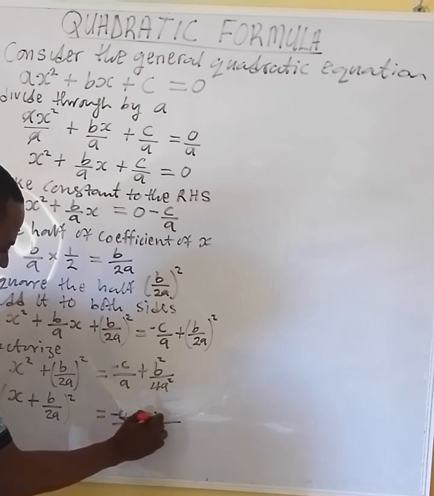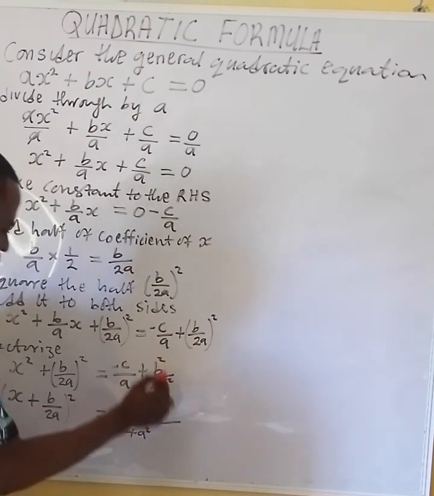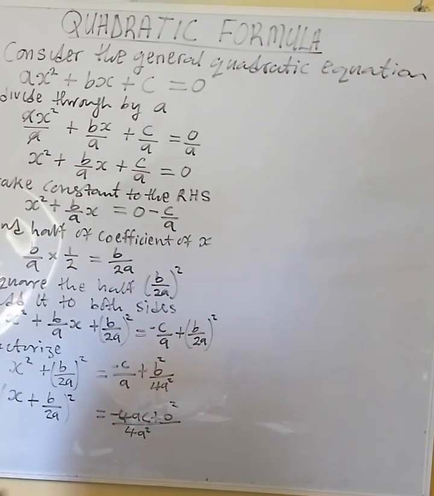Minus 4ac. So now plus, 4a squared into 4a squared, we cancel each other. So we have 1. 1 times b squared, so b squared. Are we together now?